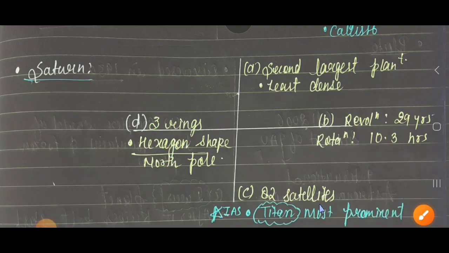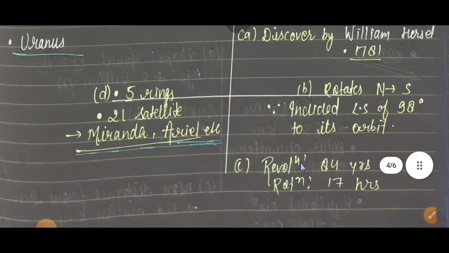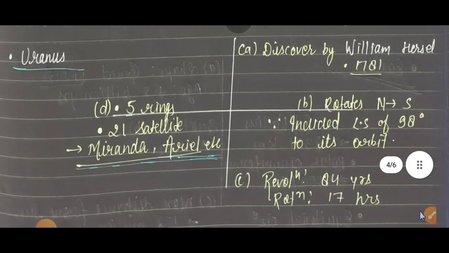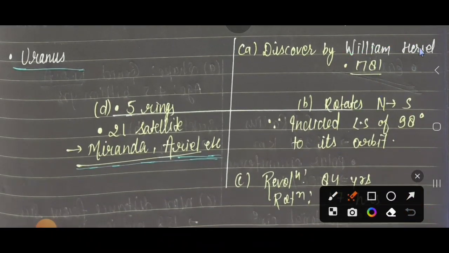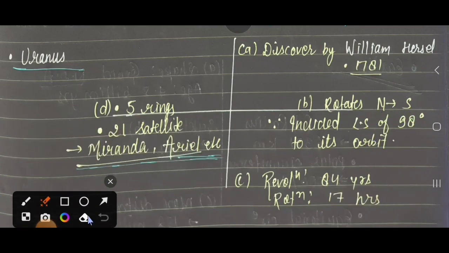Okay, now let's study about Uranus. Uranus was discovered by William Herschel in 1781, and it rotates north to south because it is inclined at 98 degrees to its orbit. It has a revolution period of about 84 years, and a rotation period of about 17 hours. Okay, and it has 5 rings and 21 satellites. Miranda, Ariel, etc. are the prominent satellites of Uranus.